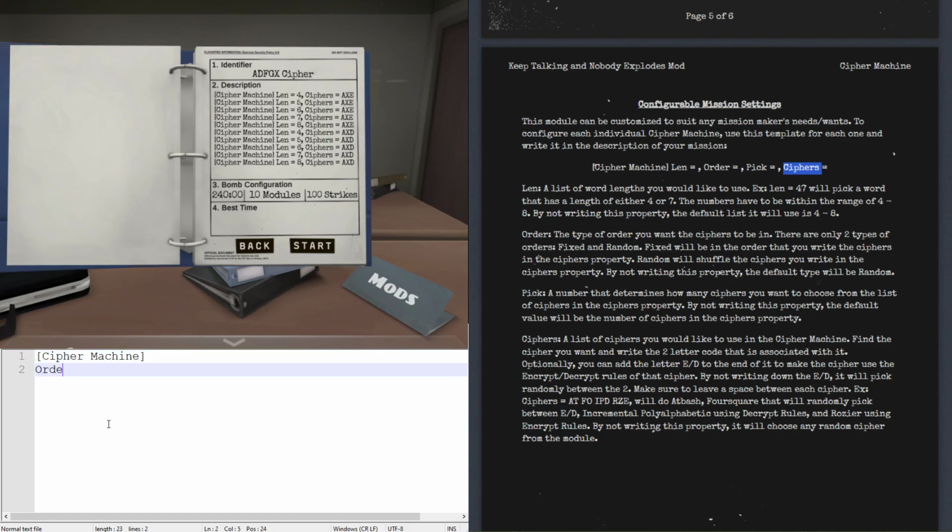Then we have the order property. This is the type of order you want the ciphers to be in. There are only two types of orders. Order is basically equal to fixed or random.